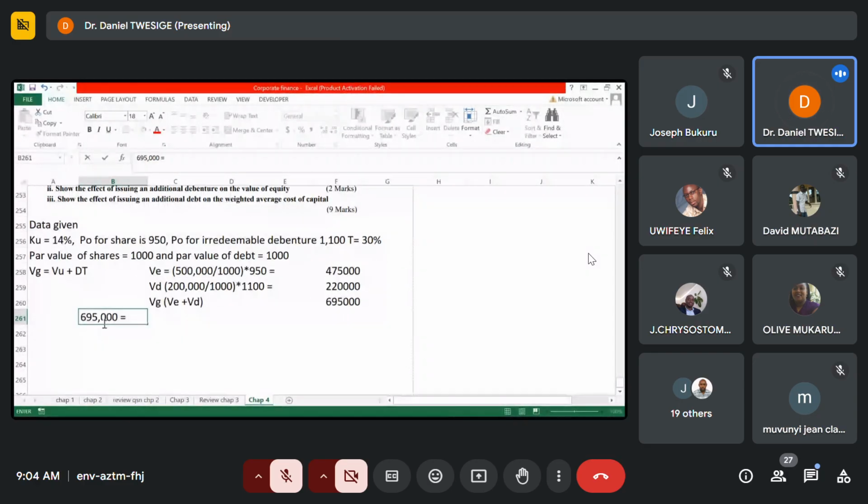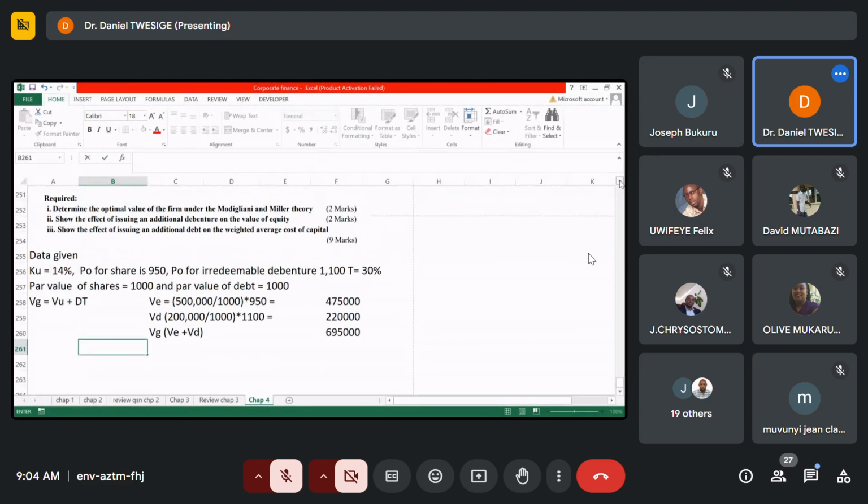equal to VU, I don't know it, plus, and the first question is asking us, I'm not even answering the question. Determine the optimal value of the firm under Modigliani. I think this one is clear. This is the current optimal value. That's why it is even 2 marks. That's the current value under Modigliani and Miller.